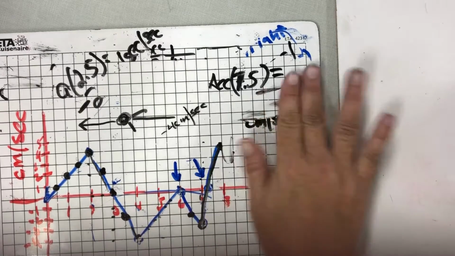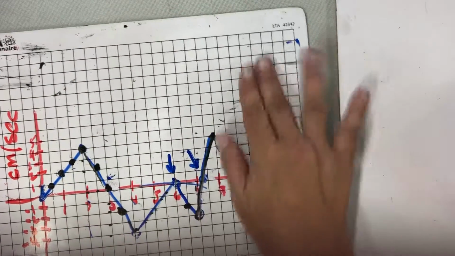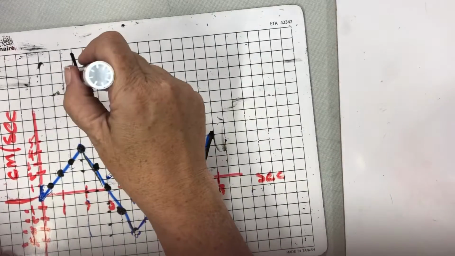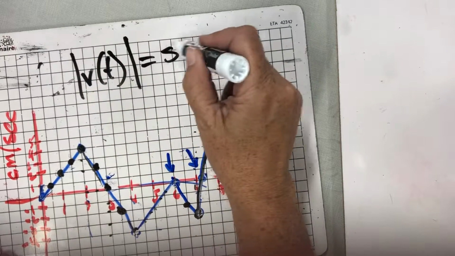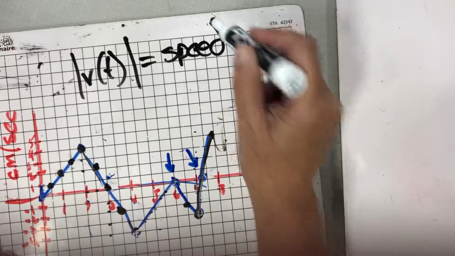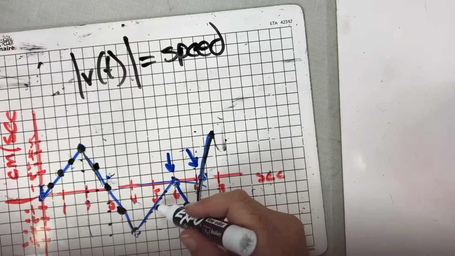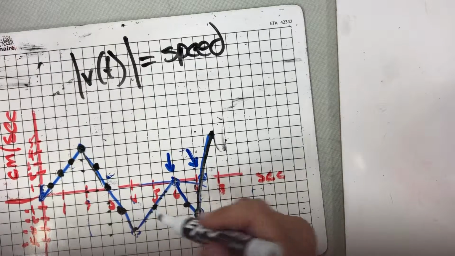So what got confusing in class today was when we started talking about speed. And here's all we have to remember about speed for now. Speed is the absolute value of velocity. Speed is always positive. So if I ask you what the particle's speed was at 5, you would tell me it has a speed of 2 centimeters per second.